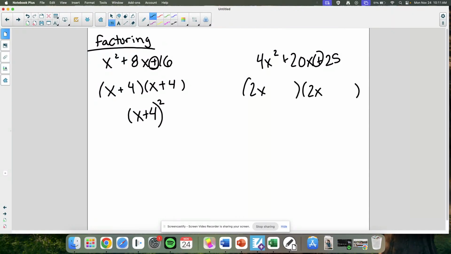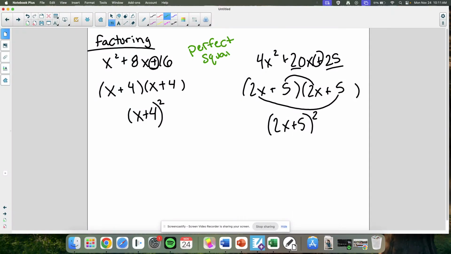especially because if you look at your ending number, how do we get 25? 5 and 5. What do our signs have to be? Plus. Is this going to give us that 20 in the middle? Yes, because if I FOIL this, 2 times 5 is 10, 5 times 2 is another 10, 10 and 10 is 20. So if you have perfect squares, you should try those first. Now they're both 2x plus 5, so instead of writing the same parenthesis twice, we can just write 2x plus 5. How many of those do we have? 2.